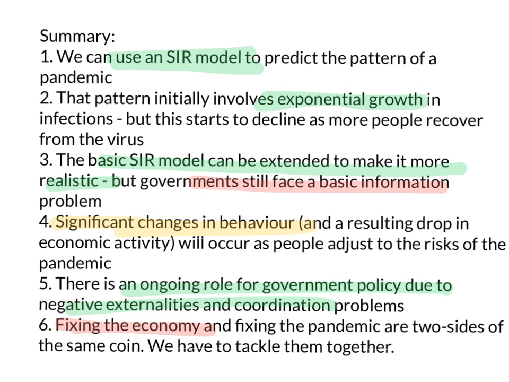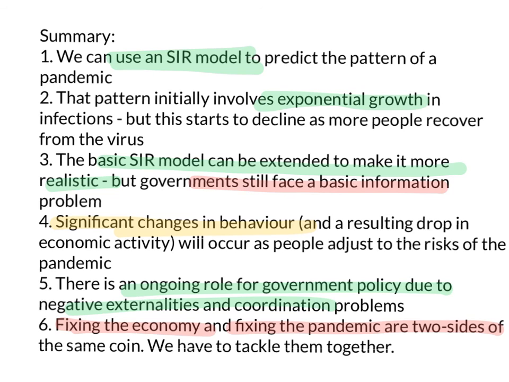We noticed that these endogenous changes in behaviour have strong economic consequences, and on some predictions, 90% of a reduction in economic activity due to the pandemic is not due to government policy, it's endogenous. It's people changing their behaviour. This has a strong implication for government policy because it means that fixing the economy and fixing the pandemic are really two sides of the same coin.